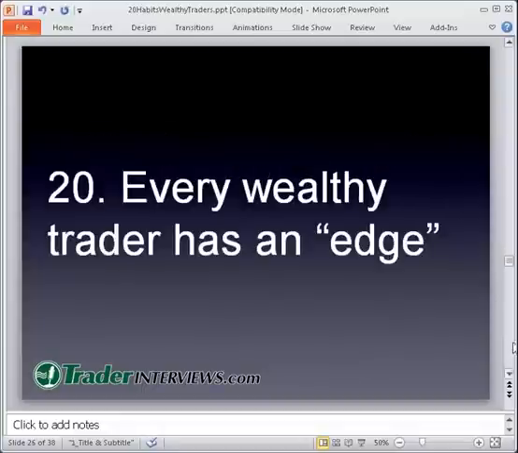Number 20, every wealthy trader has an edge. And I said after this, I have 10 bonus ideas for you here, so we're not at the end just yet, but the 10 go pretty quickly. Every wealthy trader has an edge. If I can't explain to my 13-year-old daughter what my edge in the market is, I don't have one.